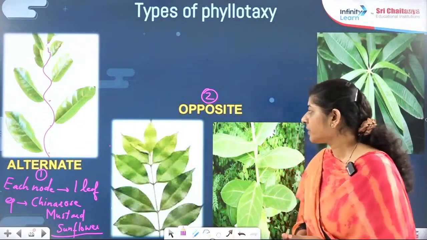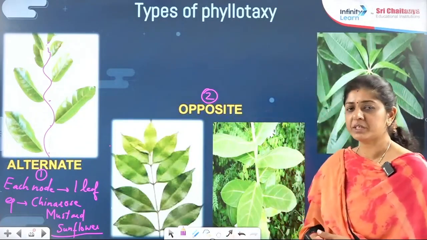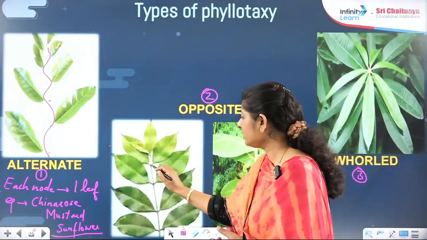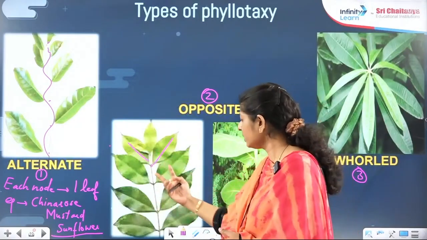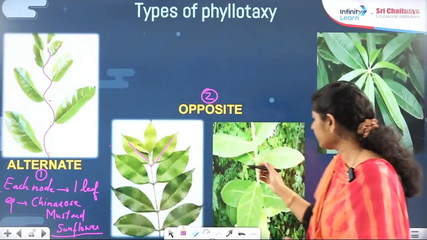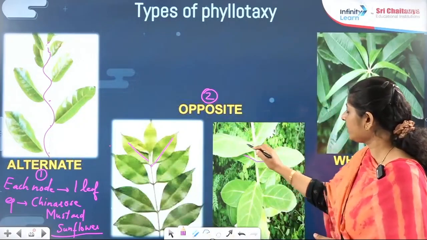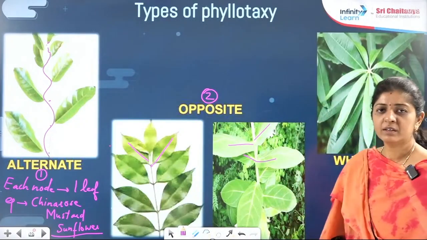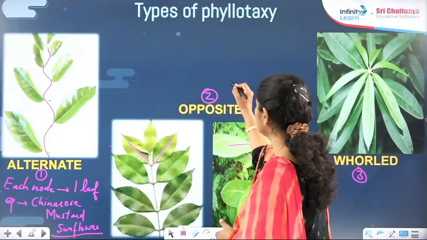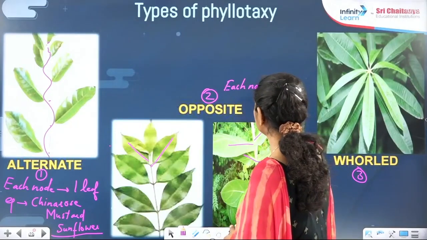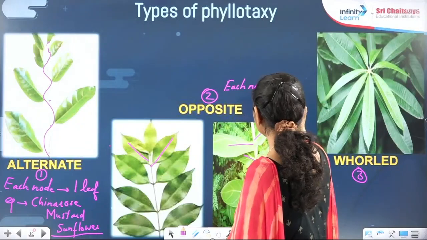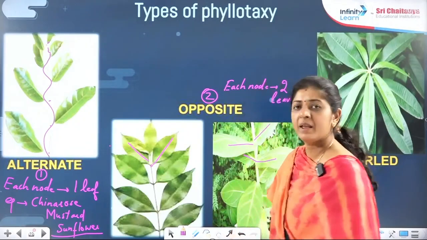Now coming to the next one, opposite type of phyllotaxy. You will find here a node, but how many leaves are there? 2 leaves on each node. Even here, one node, how many leaves are there? 2 leaves are there. So in opposite type, each node will carry how many leaves? 2 leaves at each node, right?